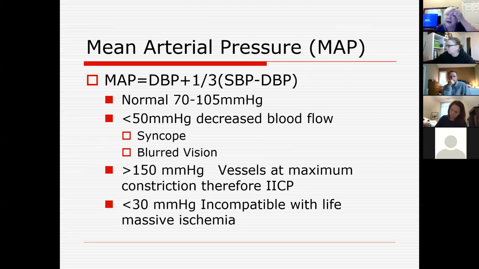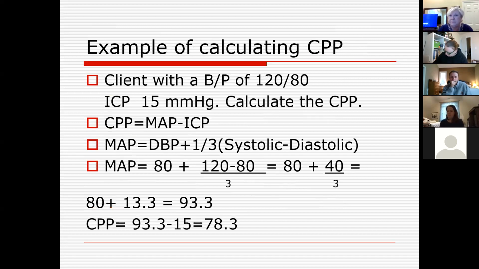If it's really, really high, then you're going to get maximum vasoconstriction, and you're going to have signs of, again, changes in your level of consciousness. It's, again, not enough blood flow. You're going to have neurological changes. Low blood pressure, high blood pressure. Mean arterial pressure is a reflection of your blood pressure. It's what it is. So let's calculate one.